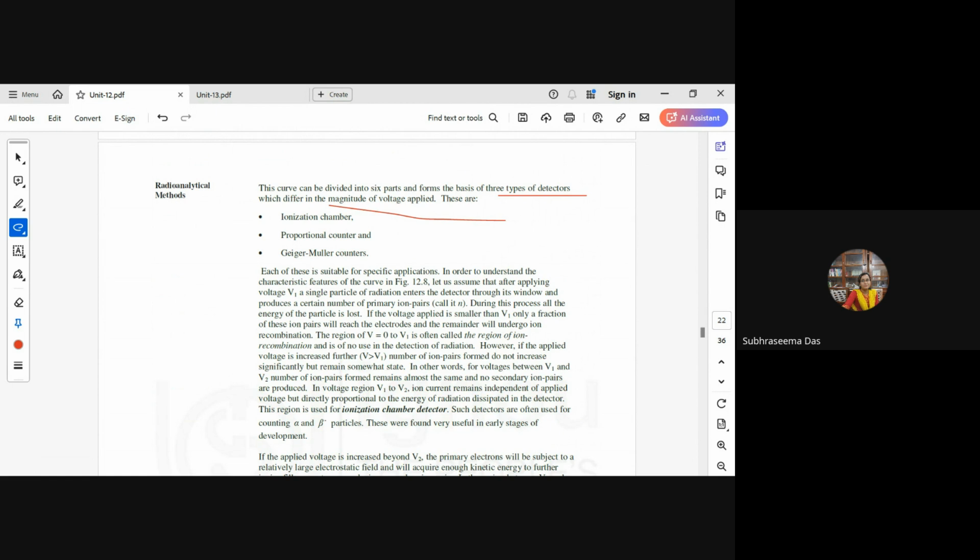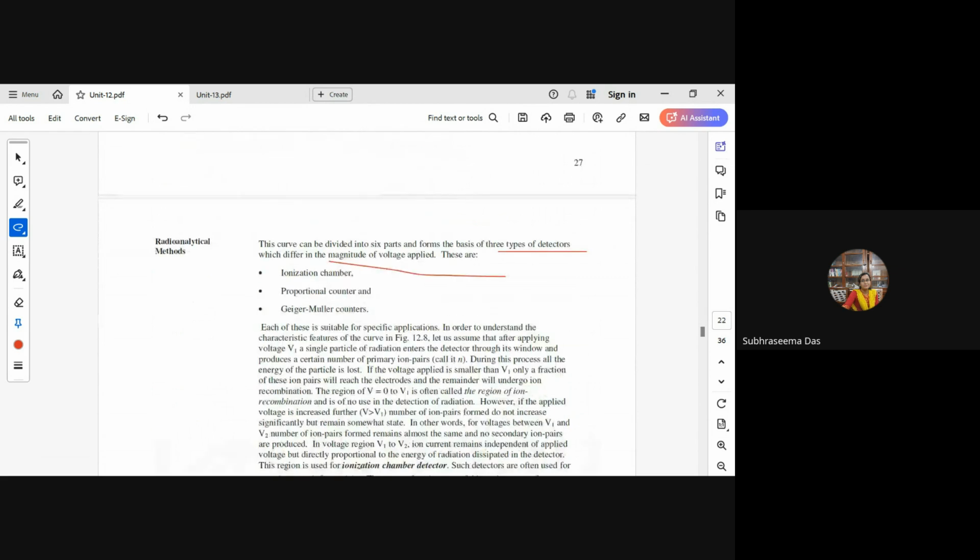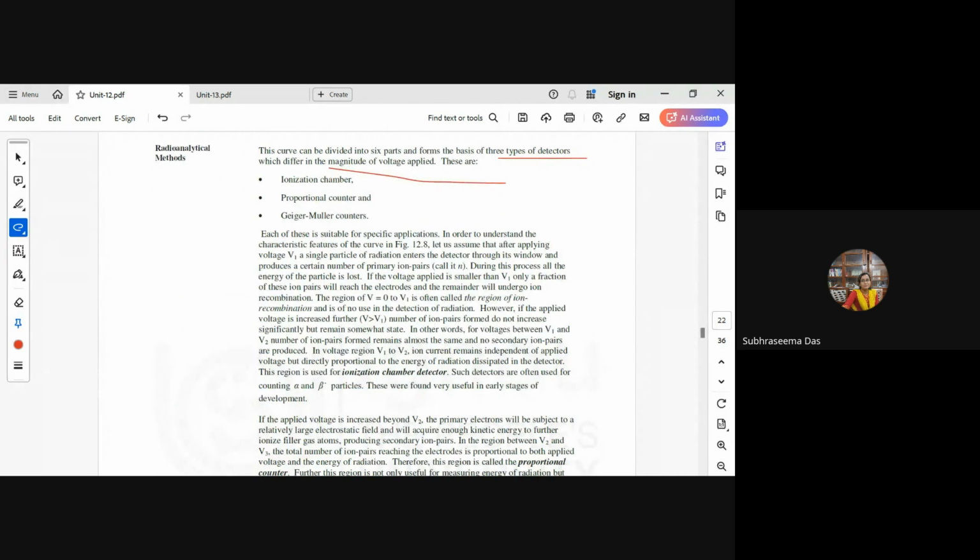So each of these counters or chambers is specific to particular applications. If we look at Figure 12.8, let us assume that after we apply a certain voltage, a single particle of radiation enters the detector through its window and produces n number of ion pairs. During this process, all of the energy of the particle is lost.